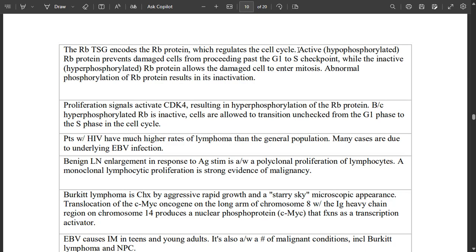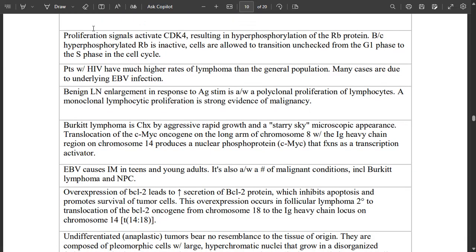But if the RB protein is mutated, then the cell can cross the G1 checkpoint. Active RB protein means the phosphate group from the RB protein has been removed for its effective function as a G1 checkpoint. But if there is more phosphorylation of the RB protein, then it is inactivated, and the G1 checkpoint can be crossed very easily. The inactive hyperphosphorylated RB protein allows the damaged cell to enter mitosis. Abnormal phosphorylation of the RB protein results in its inactivation. Proliferation signals.